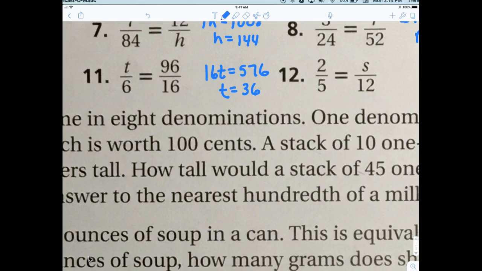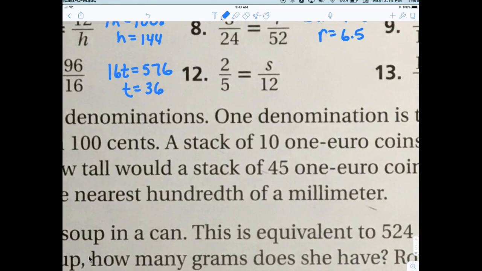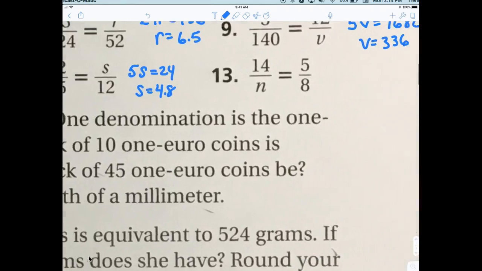Ava, go. Okay, so write the equation. 5s equals 24, and then 24 divided by 5 is 4.5. Perfect. Carly, next.